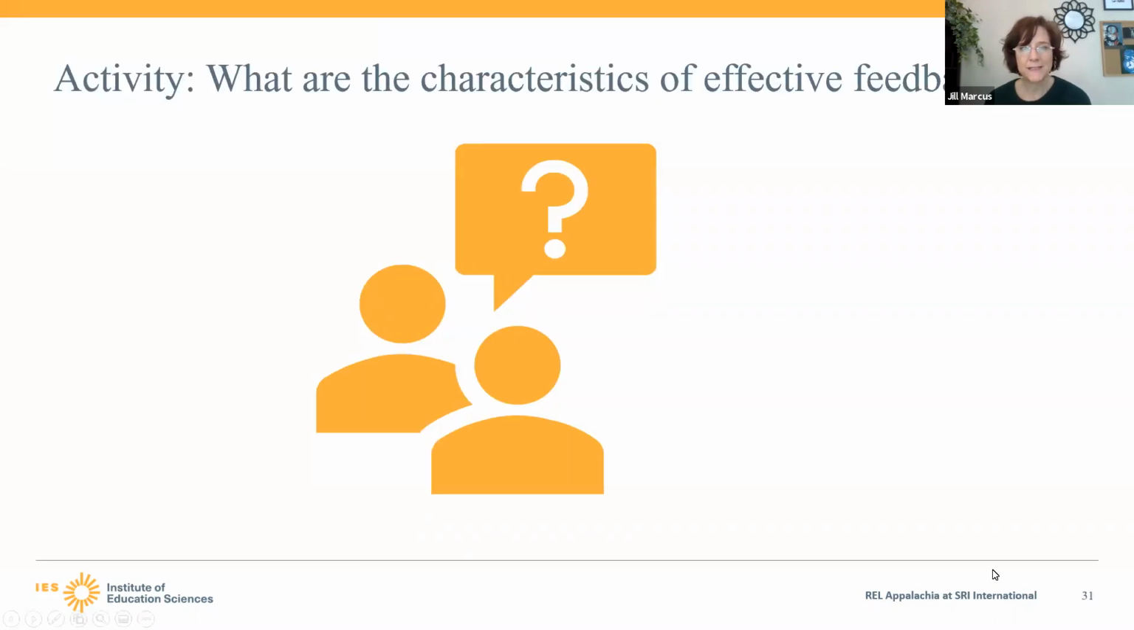At this point during the live presentation, we asked participants to use the chat to list characteristics of effective feedback, such as specific or timely. This is a good time to pause the recording and make your own list of the characteristics of effective feedback, either individually or with your small group. And then we'll take a look at the list that we found in the literature so you can see if there's anything there that's not on your list and vice versa.